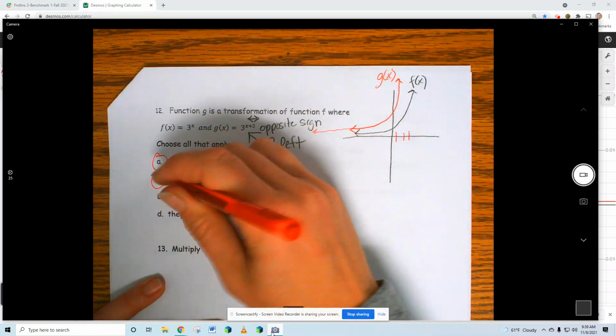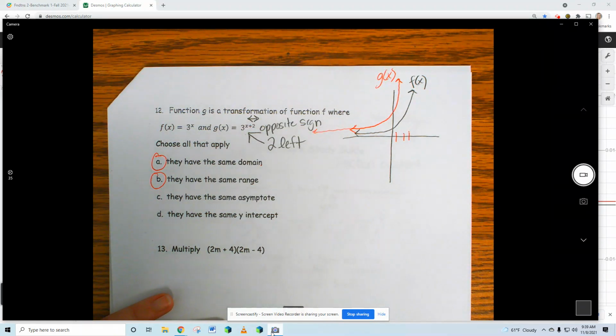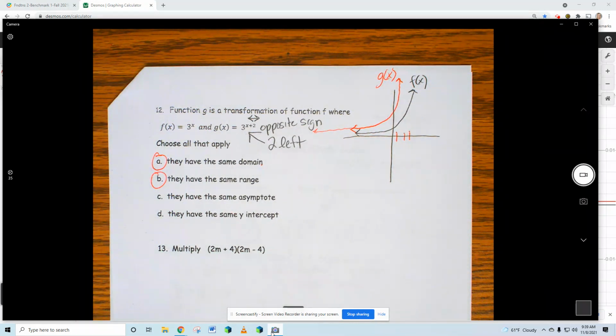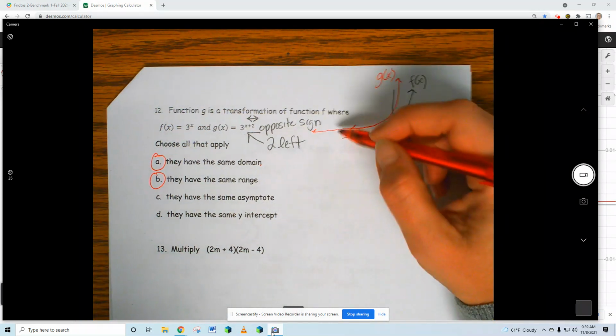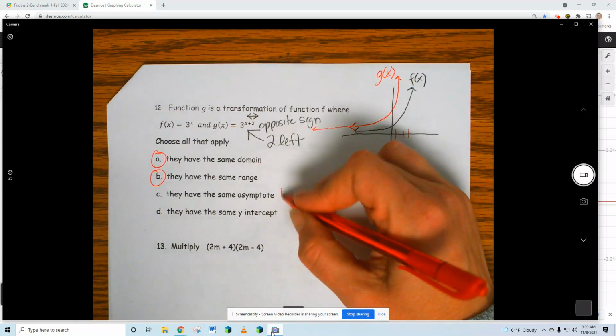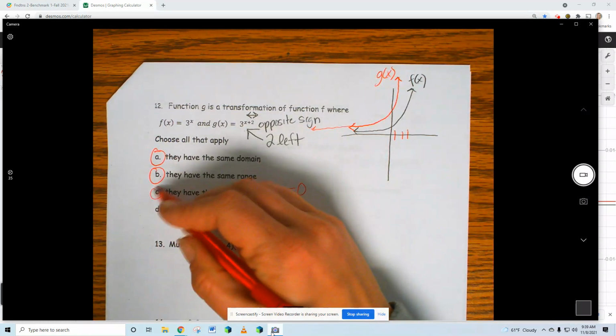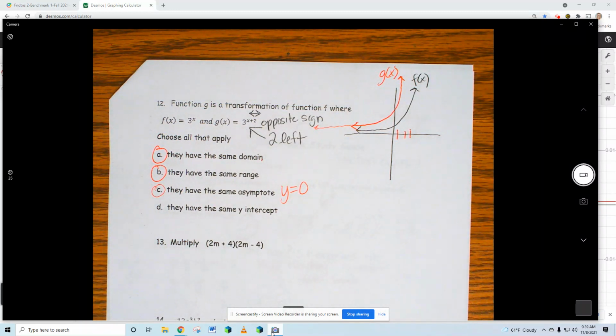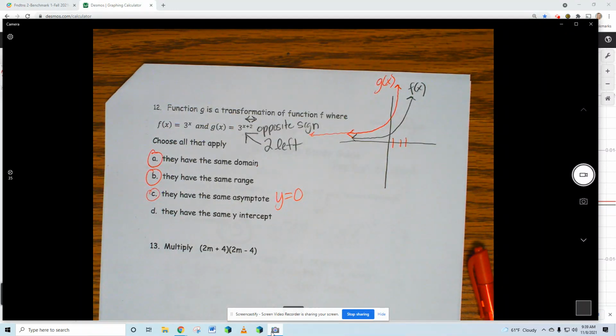They're going to have the same range. So if this is eventually going to hit 0, they're going to have the same asymptote, y equals 0. But just looking at it, does it have the same y-intercept? No. That's the one you're not going to choose.